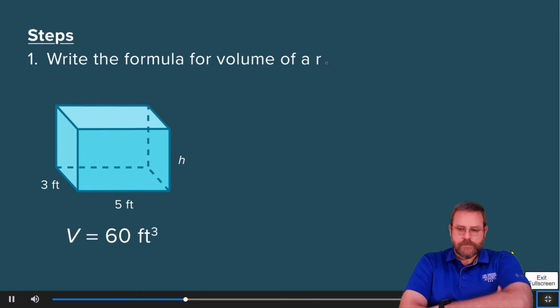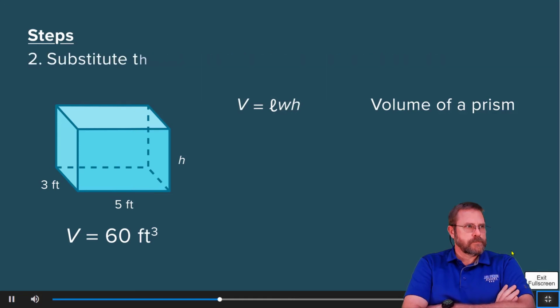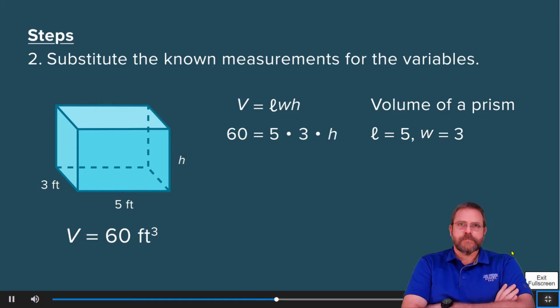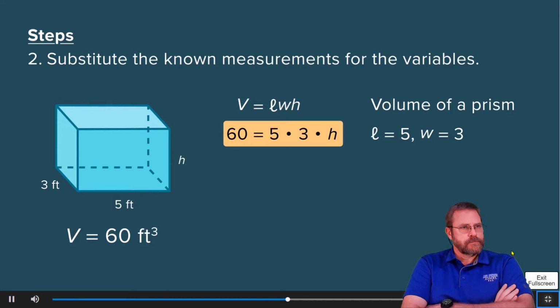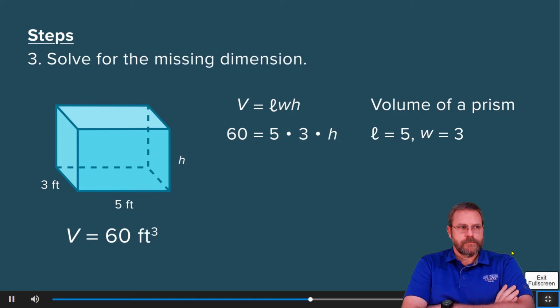First, write the formula. Volume equals length times width times height. Next, substitute the known measurements for the variables. The volume is 60, the length is 5, the width is 3, and the height is unknown. We can use the equation 60 equals 5 times 3 times h. Now you can solve for the missing dimension. Multiply the length times the width times the height. 5 times 3 times h is 15h.